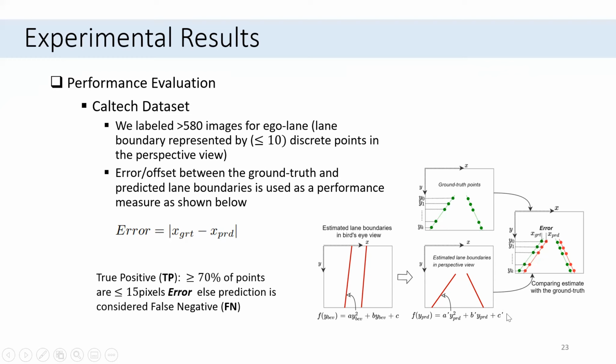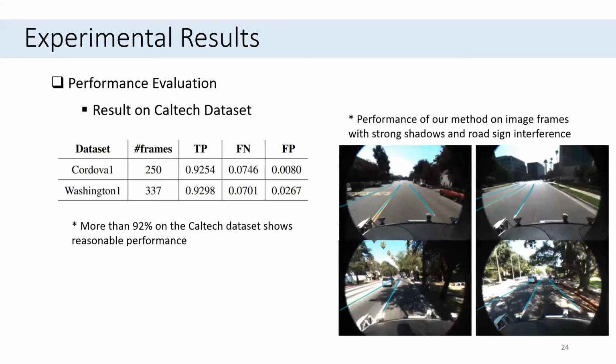So we consider the prediction correct if the error or the offset for at least 70% of the discrete points is less than 15 pixels. Otherwise, the prediction is considered wrong or a false negative. This table shows the detection accuracy of our method, which is more than 92%. And this is, I believe, reasonable performance. These image frames also show how robust our detector is against strong shadow and some interference by another road sign.